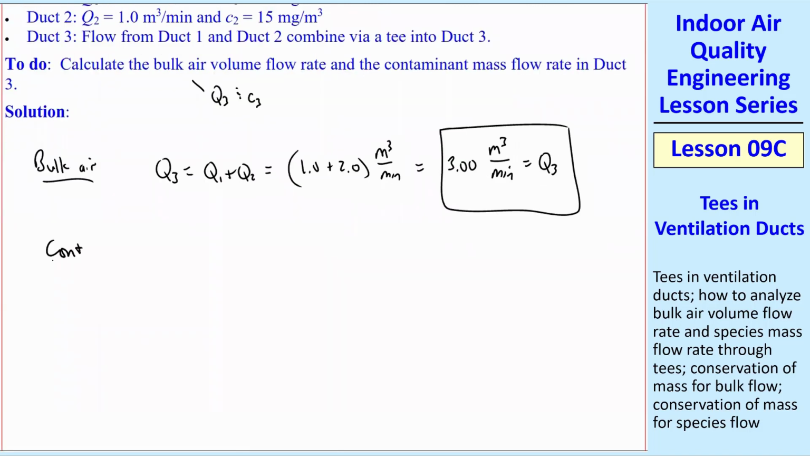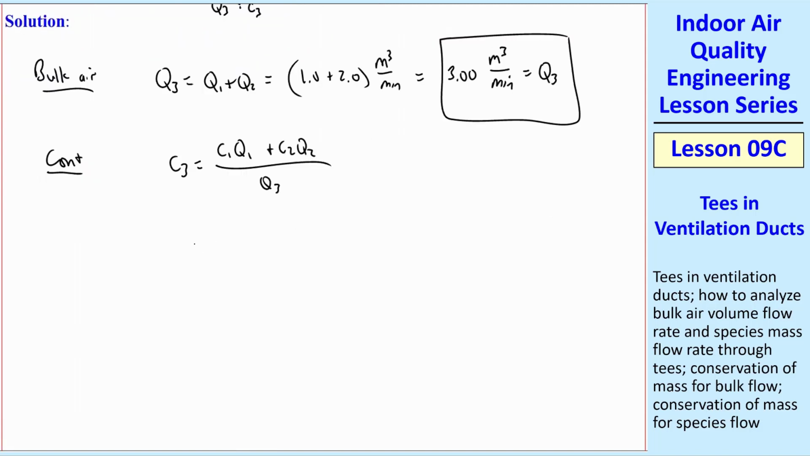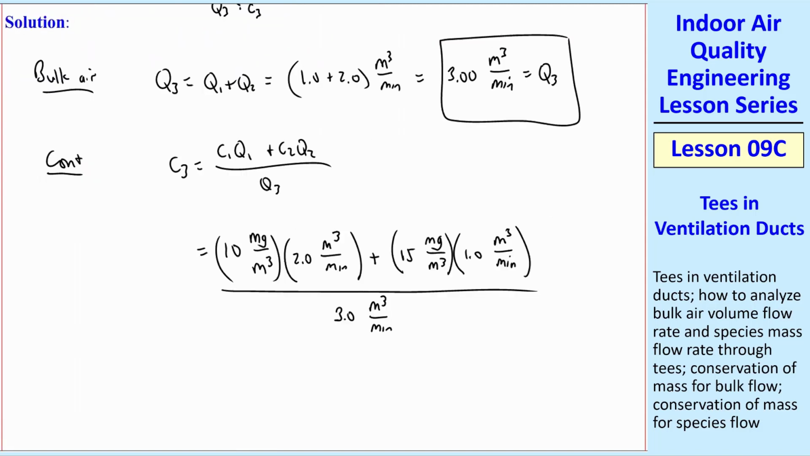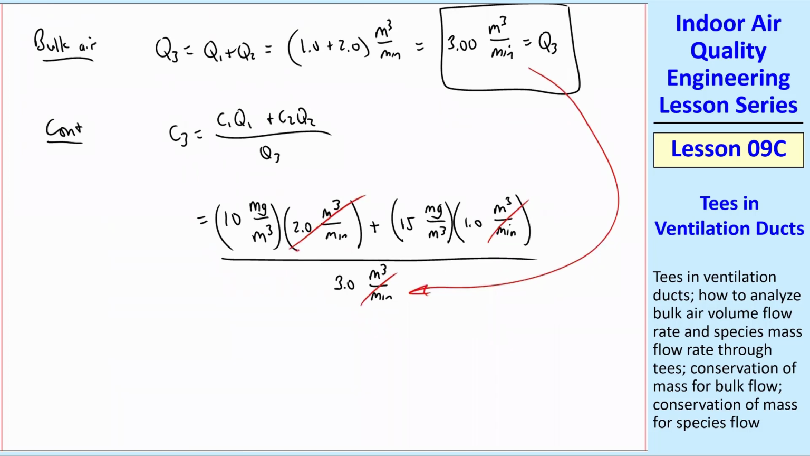And then for the contaminant mass, we had the equation C3 is (C1 Q1 plus C2 Q2) over Q3, and just plug in the numbers. You can see that these meter cubed per minute cancel on top and bottom, and I used Q3 from here. When you plug everything in, you get 11.666, etc., milligram per meter cubed. So to 3 digits, C3 is 11.7 milligram per meter cubed.